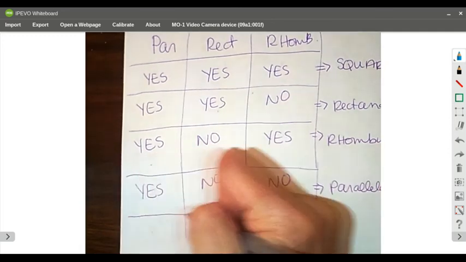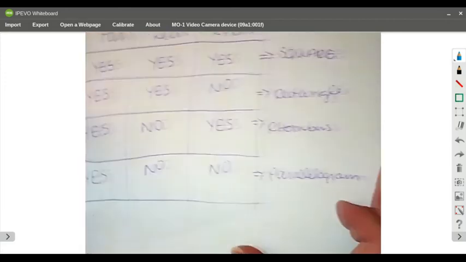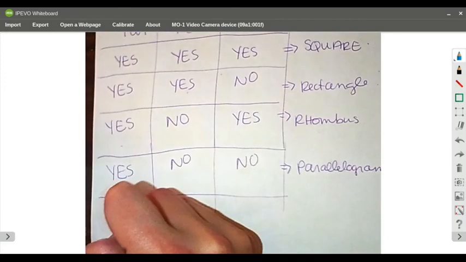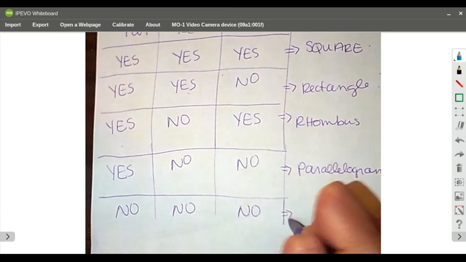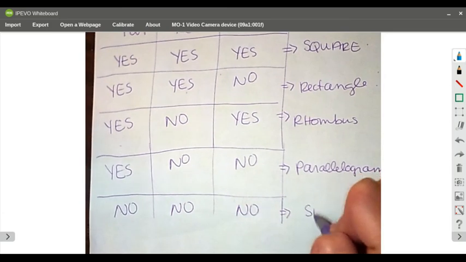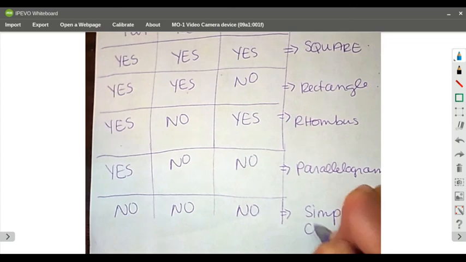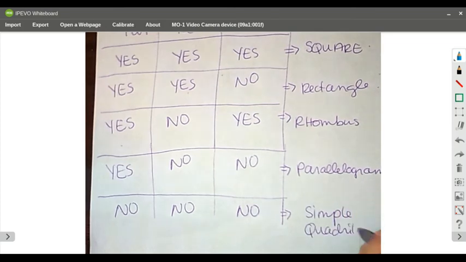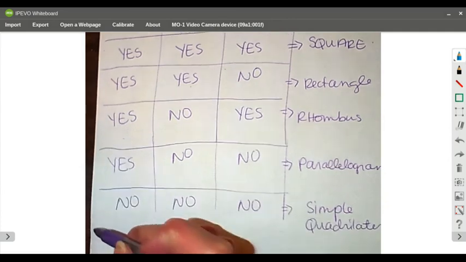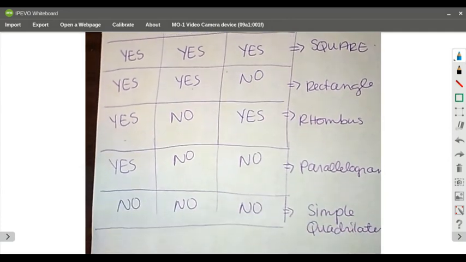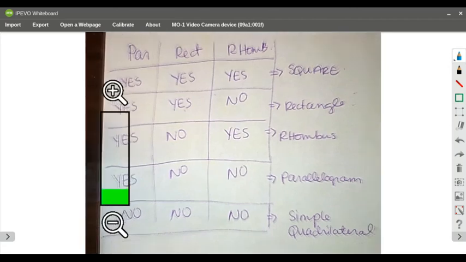And lastly, which doesn't happen very often, but if we got no, no, no, let's think what that would be. None of them. So we call that a simple quadrilateral. Okay. So those are your different possibilities.